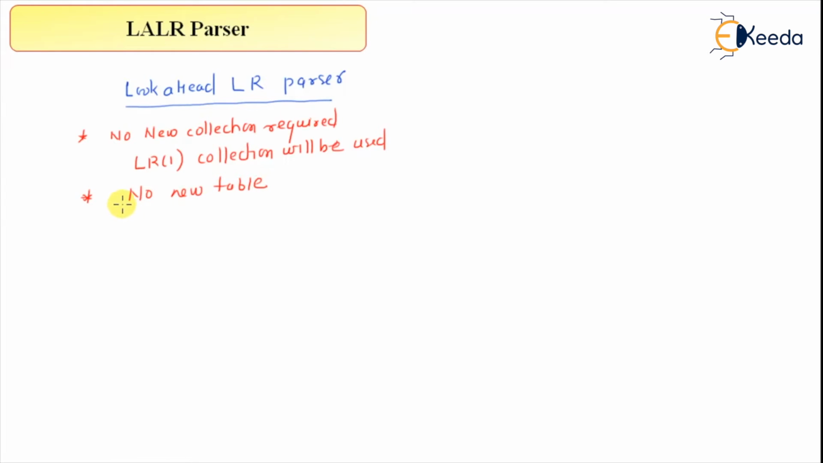You might be wondering, if this is not the case, then what do we need to do? What we need to do is perform the minimization of the LR1 collection. Now what is the criteria for minimization, in which case are we going to have a merging of the states?